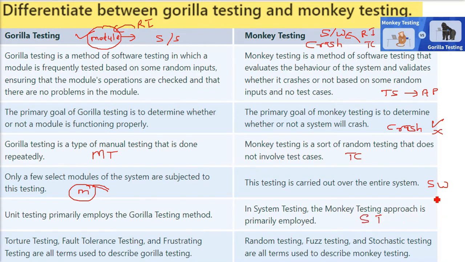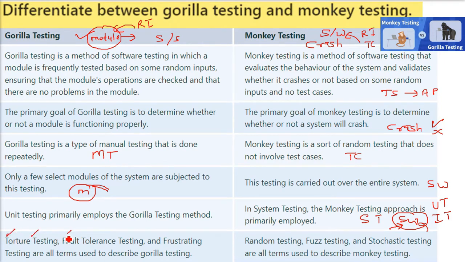Monkey testing corresponds to system testing. That is, the whole software is made, and any subsystem, hardware or database is there; we combine them and then test with random input. So this is a kind of system testing, whereas gorilla testing is unit testing.